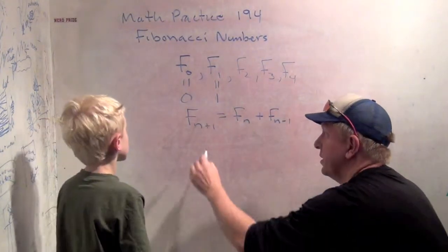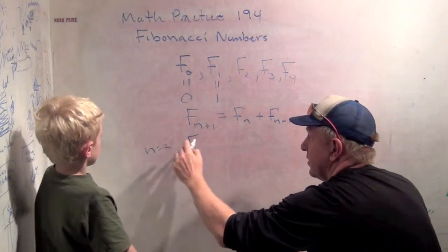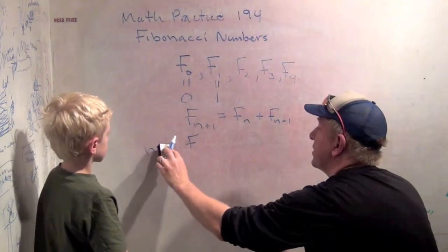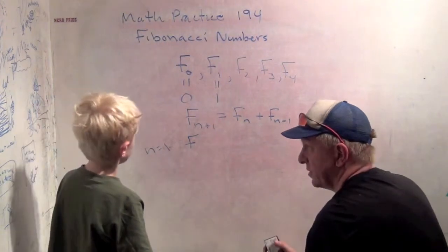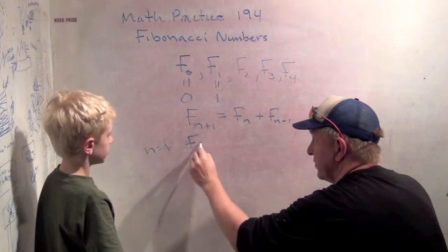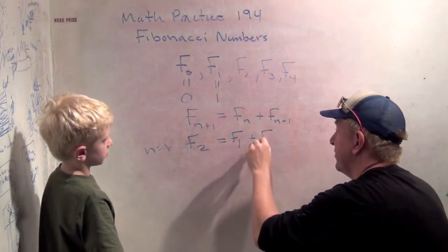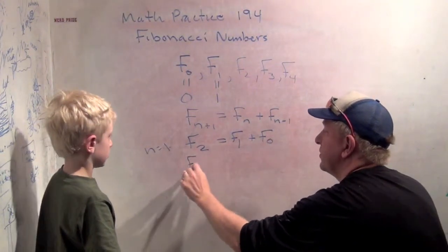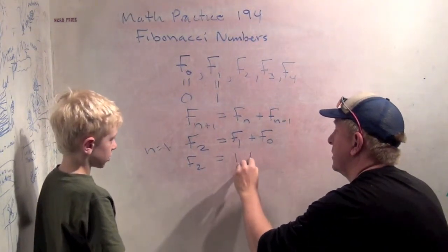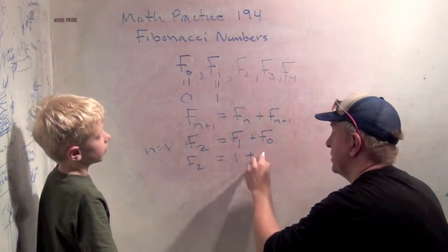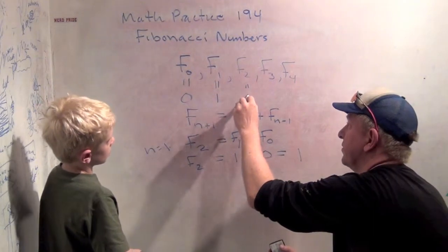So for example, if n equals 1, that's where I started. What's n plus 1? N plus 1 is 2. Fibonacci 2 equals Fibonacci 1 plus Fibonacci 0. What's Fibonacci number 1? 1. What's Fibonacci 0? 0. What's 1 plus 0? 1. Aha! So Fibonacci 2 also equals 1.